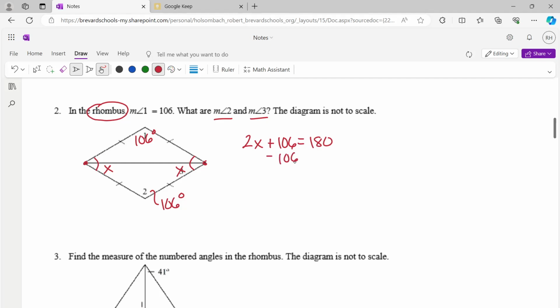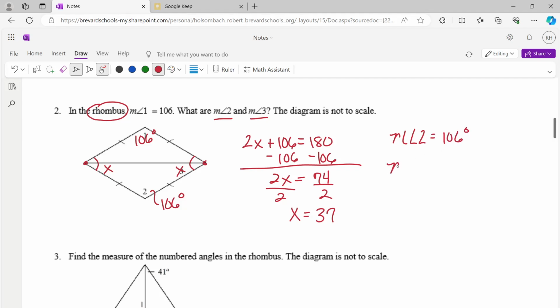So subtract 106 from each side. And 2x equals 74. Divide each side by 2. And our x, which in this case represents angle 3, is 74 divided by 2, which is good, 37. So the measure of angle 2 is equal to 106, and the measure of angle 3 is equal to 37.